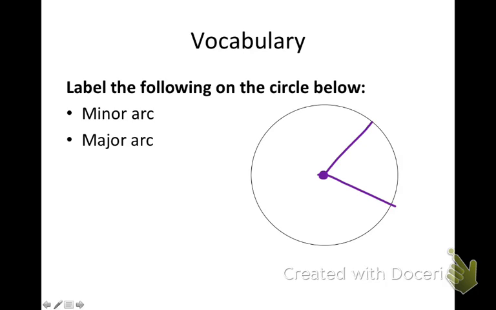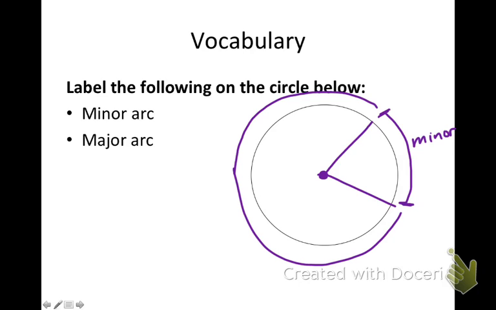Your central angle is going to create something called either a minor arc or a major arc. From here to here would be considered a minor arc. Notice, call it an intercepted arc. This angle intercepts the circle and creates just this arc. The rest of the circle, everything all around, is going to be called a major arc.